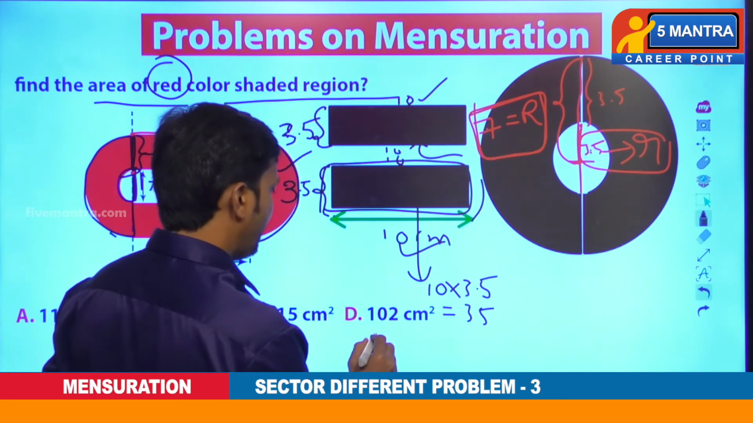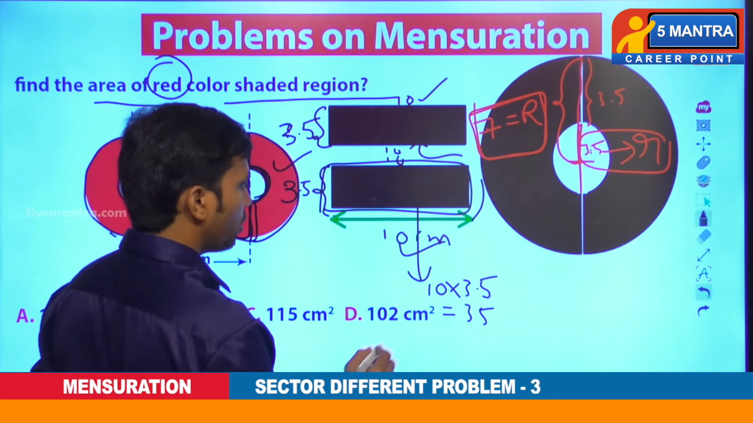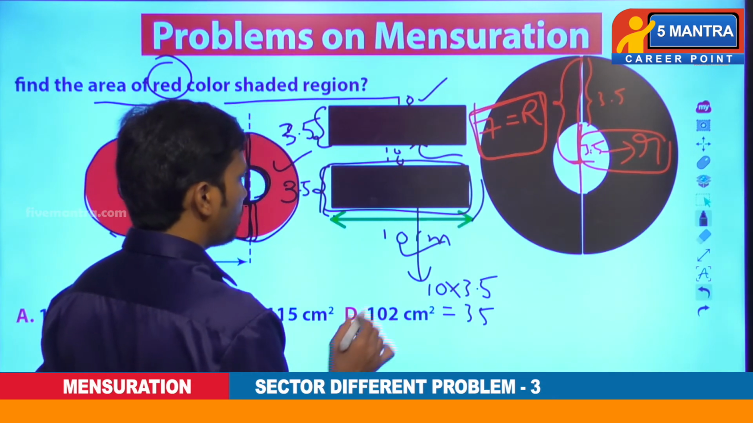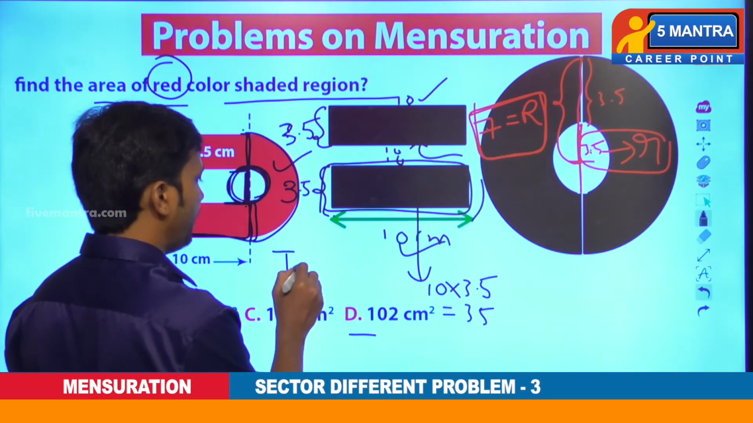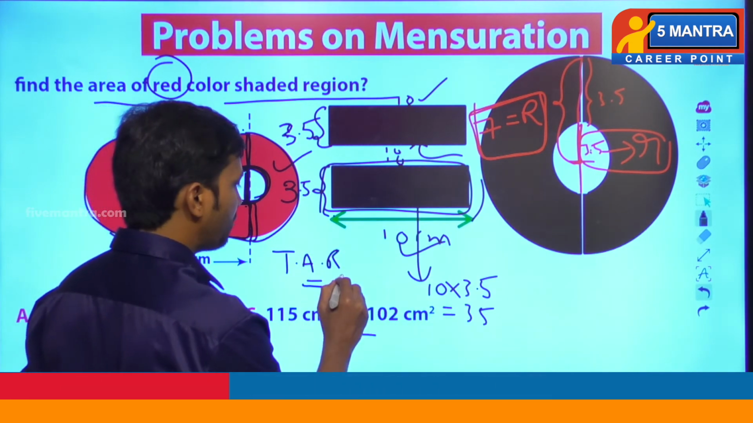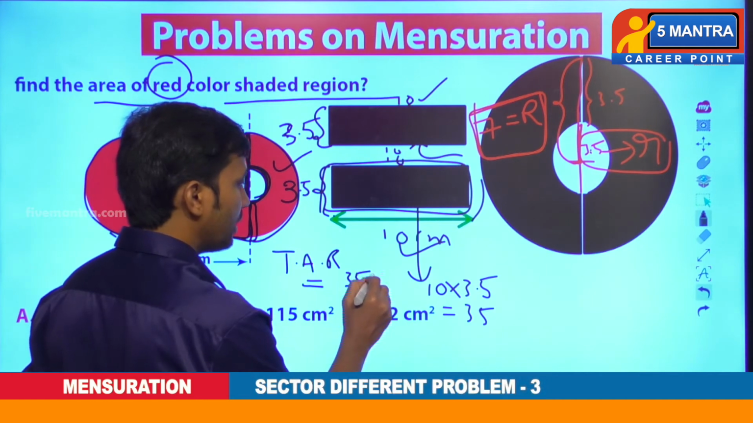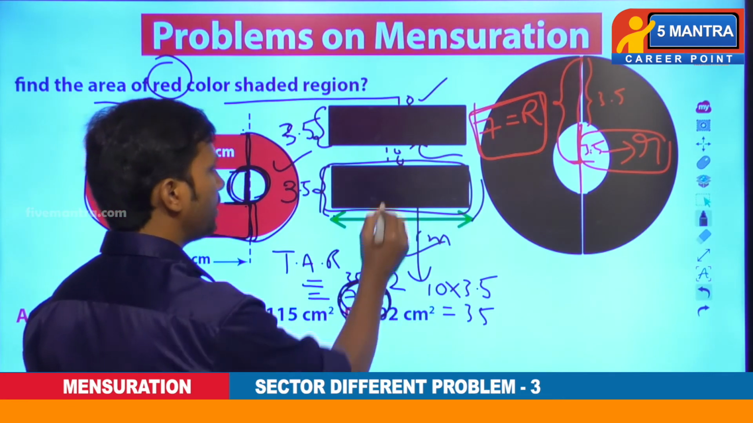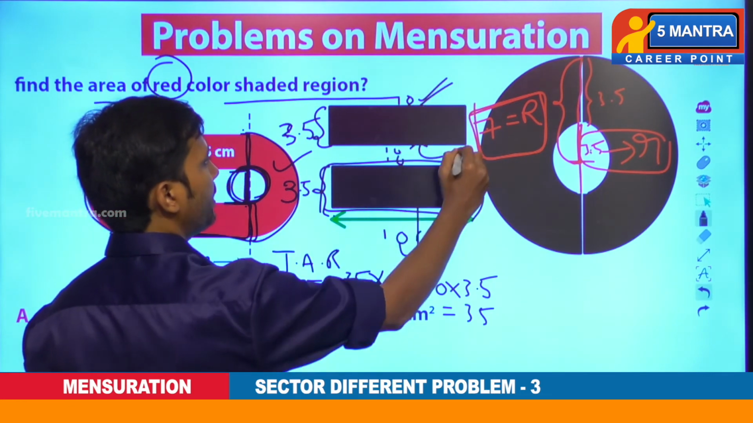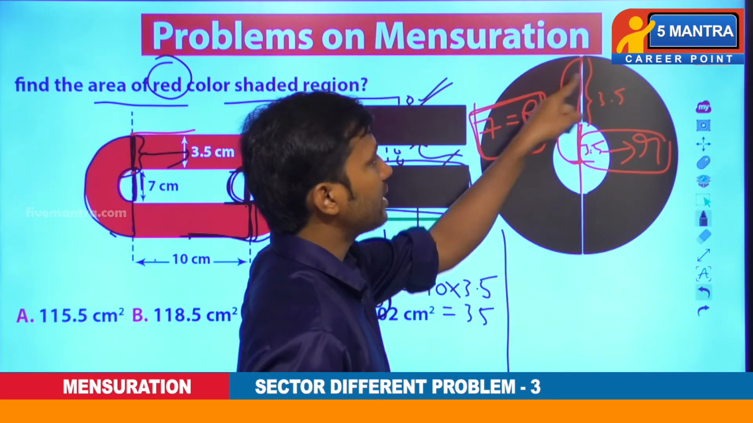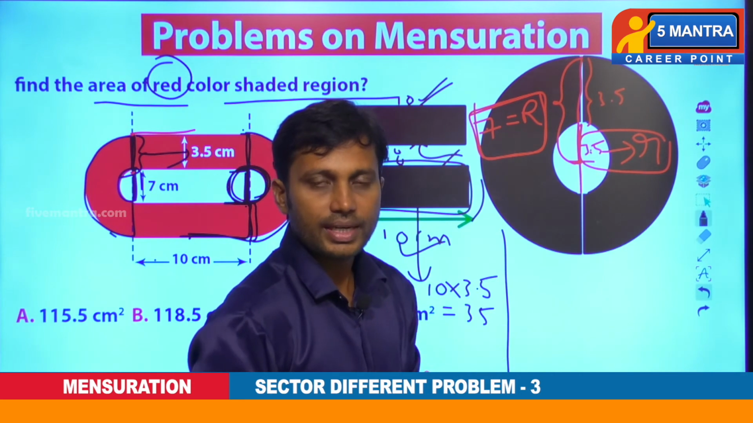So the total area of the rectangular portions is how much? Each one is 35, and 2 are there. 35 2s are how much? 70. So the area of these 2 rectangles is 70 centimeters square. Now let us find the area of this circular ring.